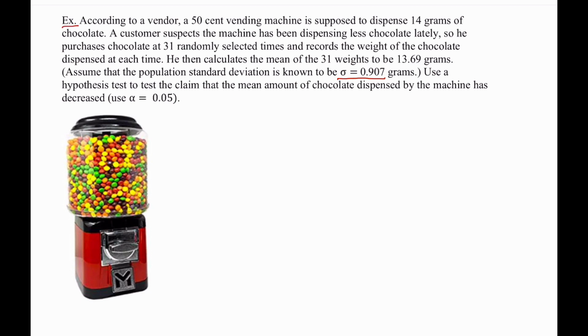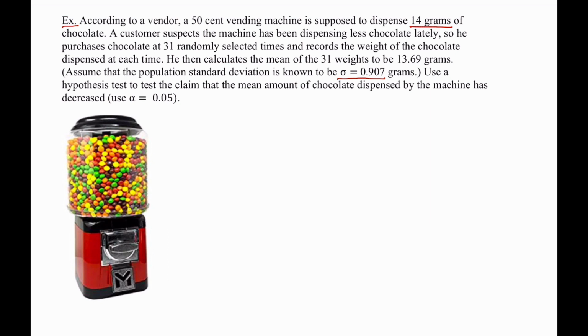So in this example, according to a vendor, a 50-cent vending machine is supposed to dispense 14 grams of chocolate. A customer suspects the machine has been dispensing less chocolate lately, so he purchases chocolate at 31 randomly selected times and records the weight of the chocolate dispensed at each time.